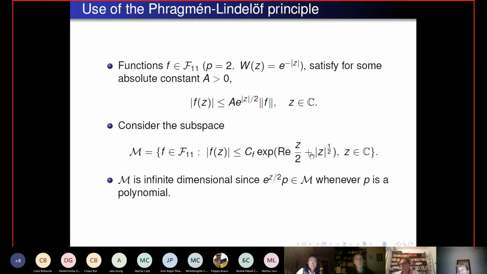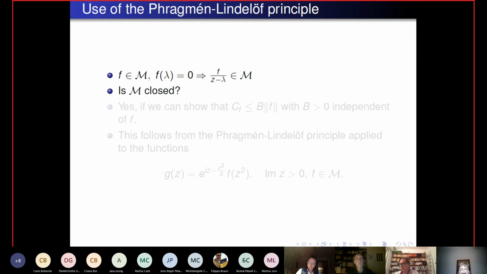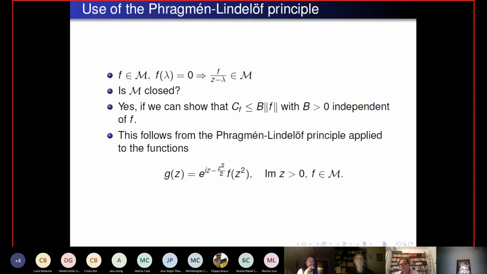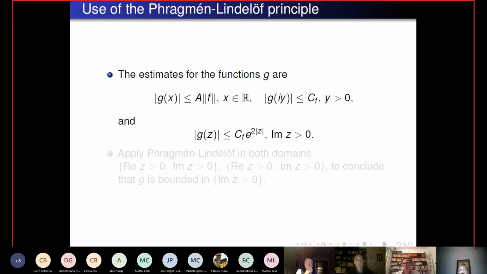I would say this is reasonable to think. But it's not so, because of Phragmén-Lindelöf. You just form this function, so you replace z by z squared, and then multiply by e to the iz. Well, then you look at this only in the upper half plane, right? And here's what you have in the upper half plane.